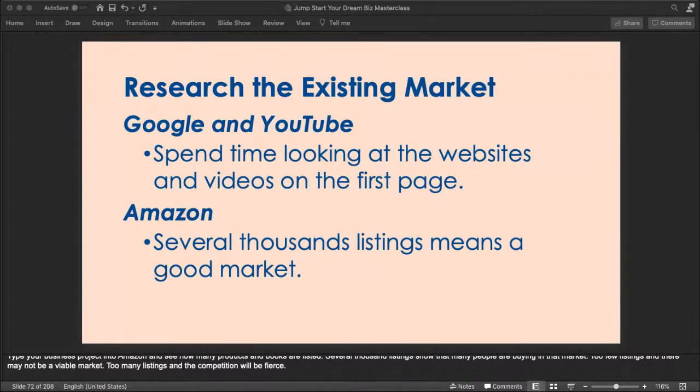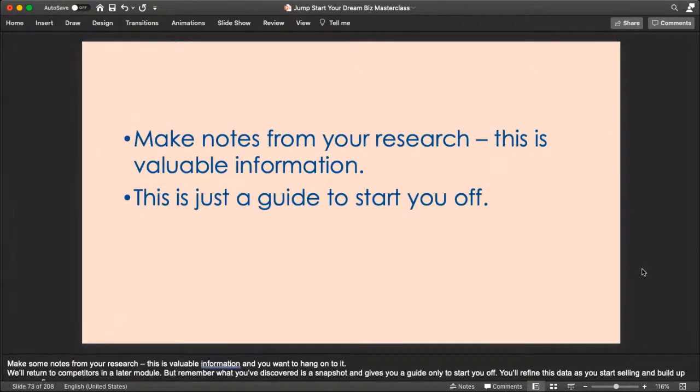Once we've gone through that type of research, your next step is to make notes from your research. This is, again, viable and valuable information, and it's just going to give you a guide to get you started off. Again, you're not married to this information, but it does give you at least a sense for what's taking place, what are some things that you want to be knowledgeable around, so that you can figure out if you're heading in the right direction, and if not, what you might need to do a little differently. So that's the reason for why we do the research.